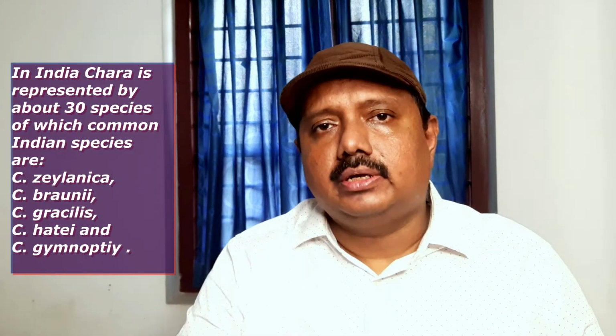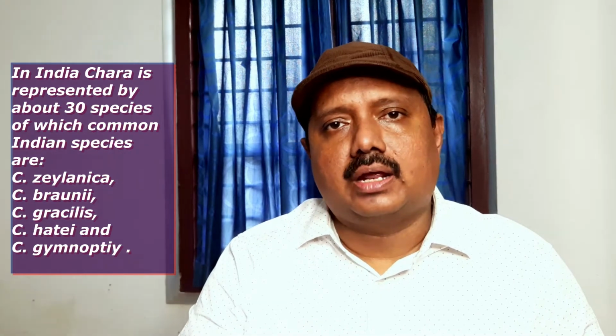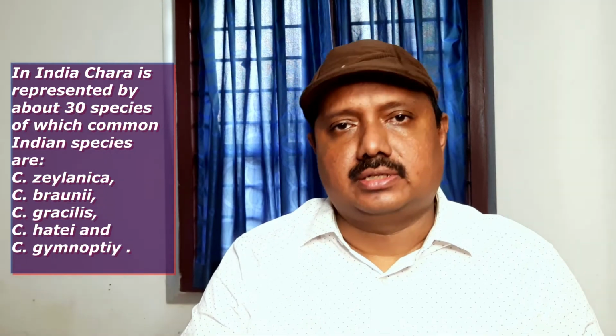Chara hathei grows trailing on the surface of the soil or substratum, and most of them grow up to 30 centimeters in length. Some are up to 1 meter in height, and this hathei grows up to 2 to 3 centimeters long. The common Indian species are Chara ceylanica, Chara brownii, Chara gracilis, Chara hathei, Chara gymnopitys, etc. As I said, it is a well-developed thallus, green in color, and has some calcium deposits.